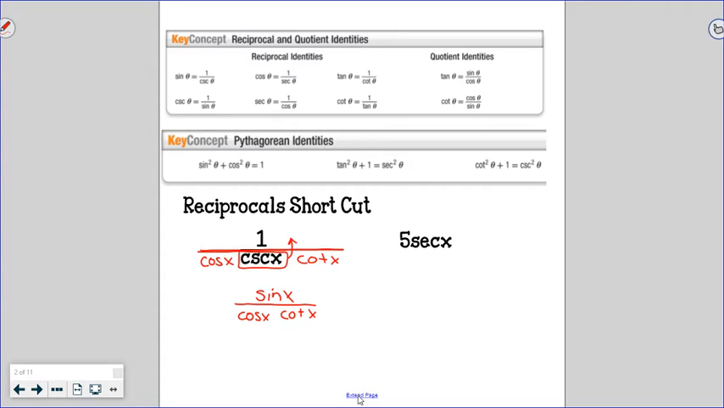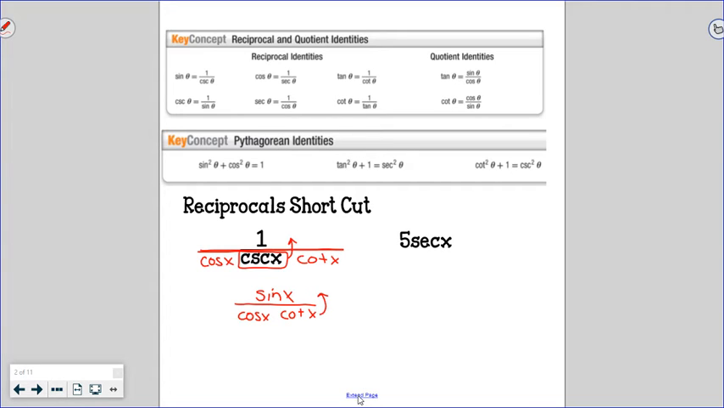So I could move that cotangent up to the top, and instead of writing it as cotangent in the top of the fraction, it would look like tangent. Whatever its reciprocal is, you can move it to the other part of the fraction and write it as that. So that's a little bit of a shortcut for you.